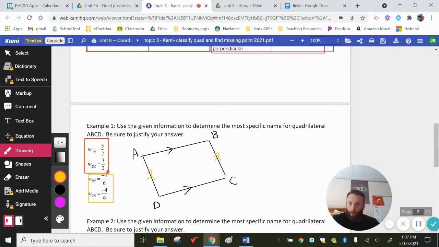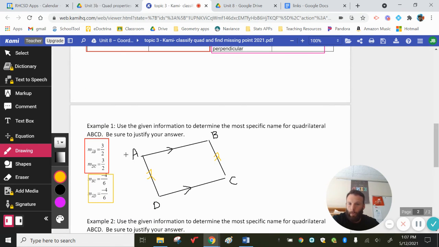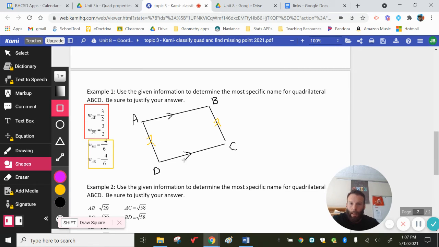Well, I have both. Okay, but there's one other thing that I've got to look at, and that's this thing right here, the adjacent sides. Do the adjacent sides have negative reciprocal slopes? Okay, well, let's take a look. So my adjacent sides are sides that are next to each other. So let me use the purple here. DC and BC are next to each other. So what if I take a look at just those two right here, DC and BC, and are the slopes 3/2 and -4/6, are those slopes negative reciprocals?